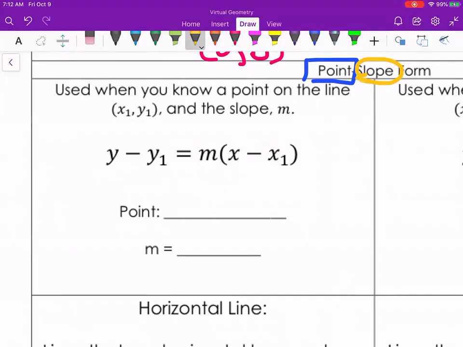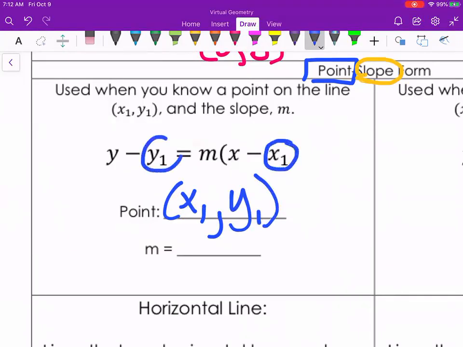The point that they give us in this equation is your x1 and y1. Notice where those are sitting in your equation, x1 and y1. Now we have the slope, which is still the same m.